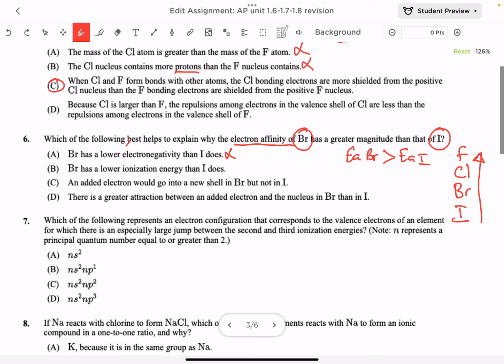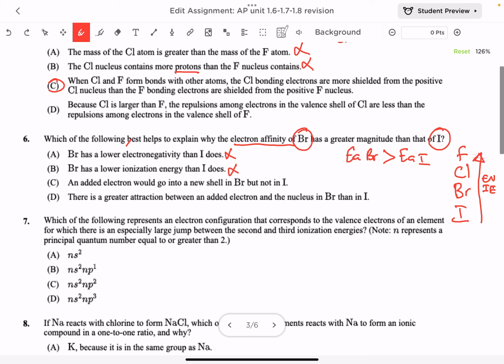That's even wrong. Br has a lower ionization energy than I does. That is wrong, because Br has a higher ionization energy. But anyway, this is not related. That's wrong, because electronegativity and ionization energy increase as I move up.